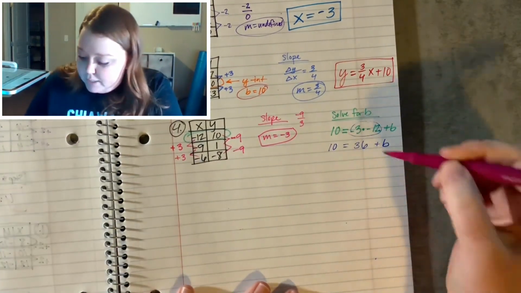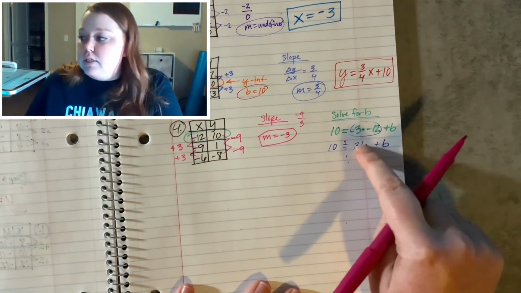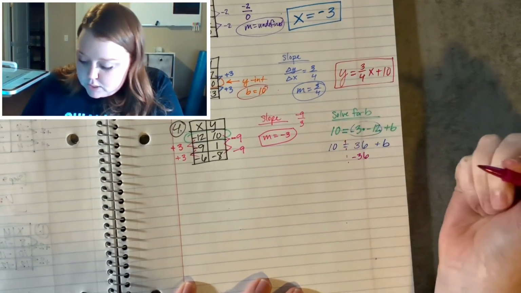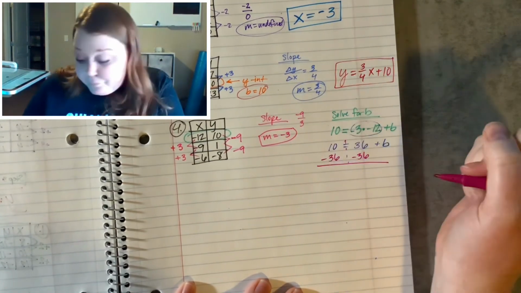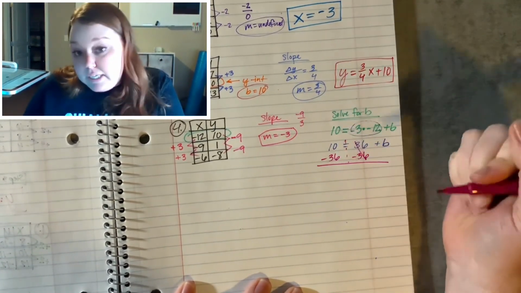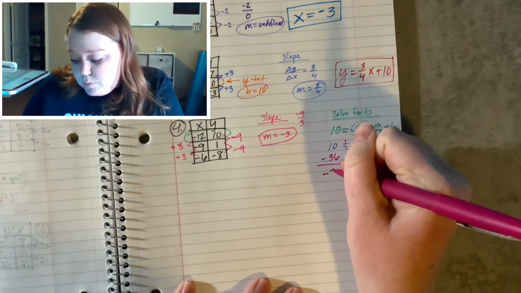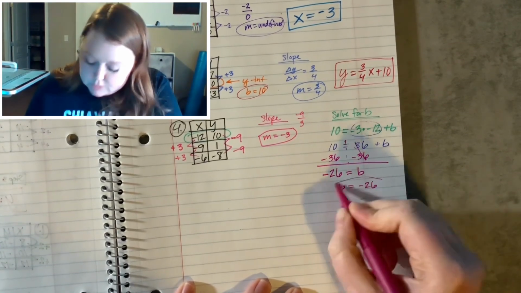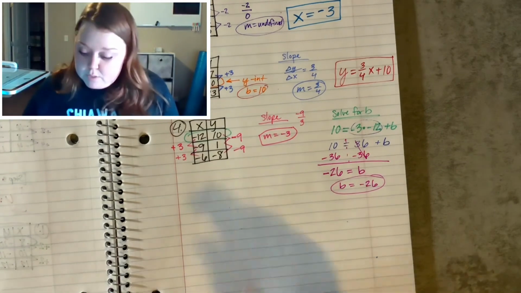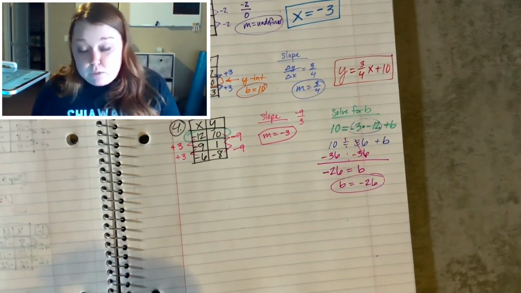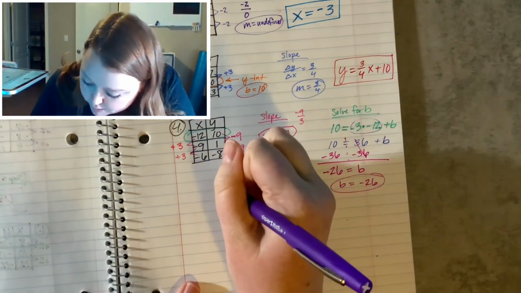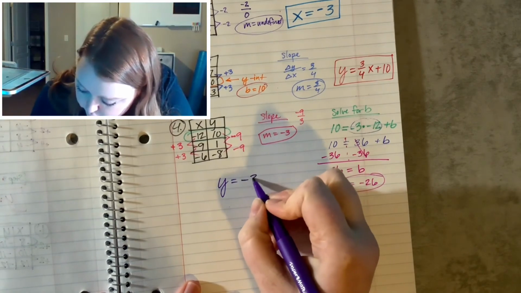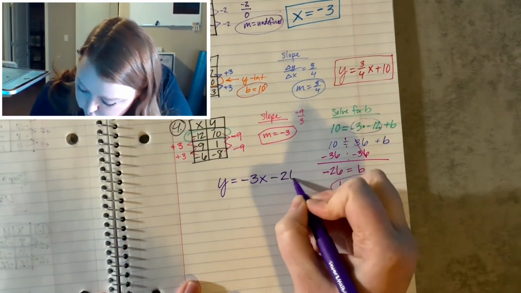I got to get b by itself. So I want to get rid of this 36. Since it's positive, I'm going to subtract 36. Whatever I do on one side, I have to do to the other. 10 minus 36 is -26. So the value of b is -26. Well, if m is -3 and b is -26, then the equation of my line, or excuse me, equation of my table is y equals -3x minus 26.